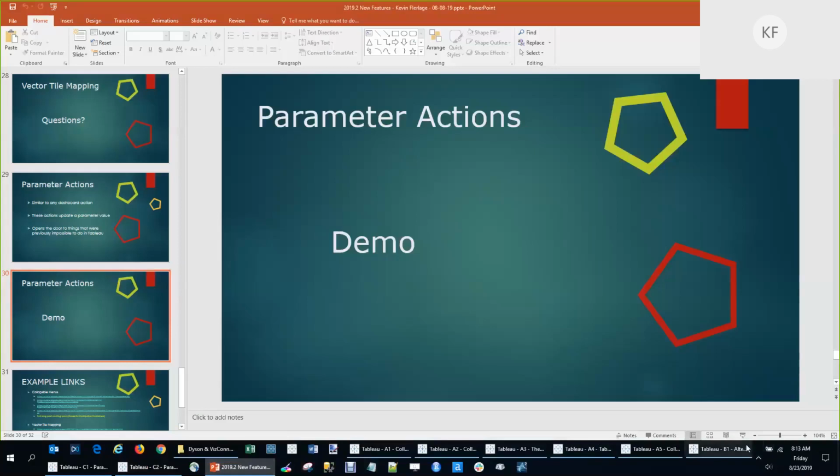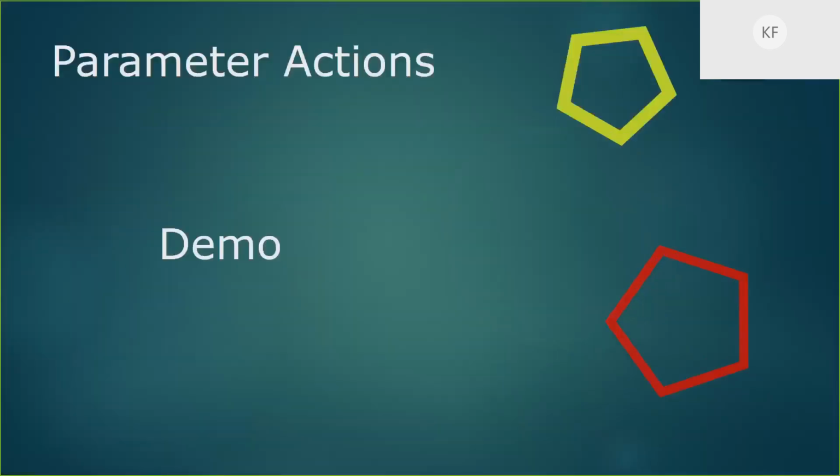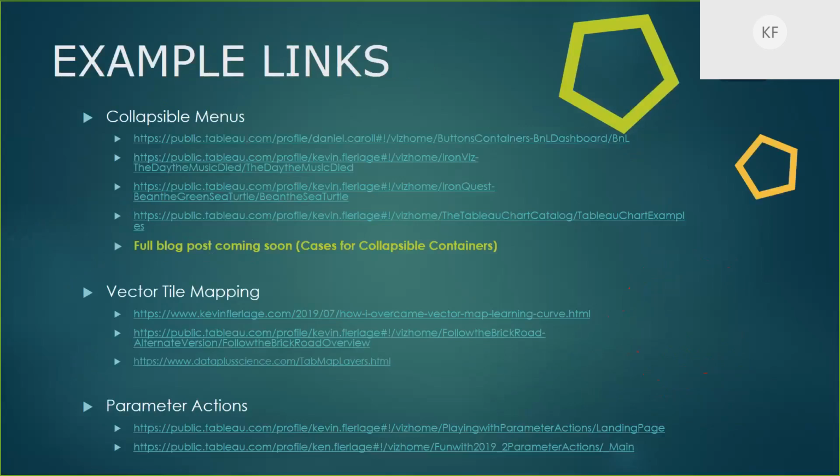All right, so that's all I have for you on the new features for 2019.2. Generally speaking, I think that they're game-changing. Parameter actions allow you to do things you've never done before. The mapping features allow you to get zoom levels and clean, cool-looking maps that you couldn't do without going to Mapbox. And the collapsible containers, collapsible menus, they're really going to change the way we design dashboards and the way users use them. It's really going to change the user experience.